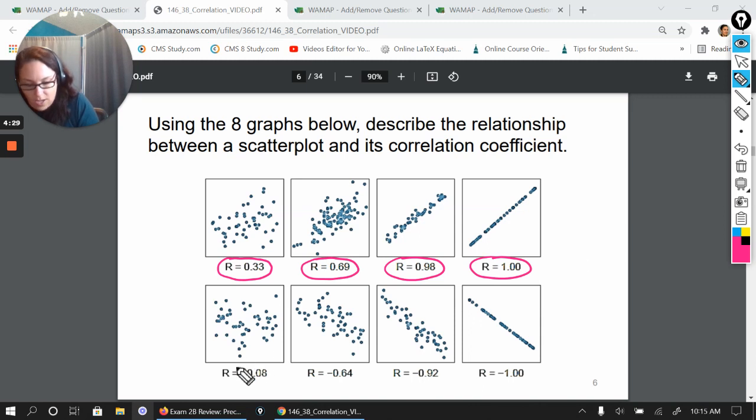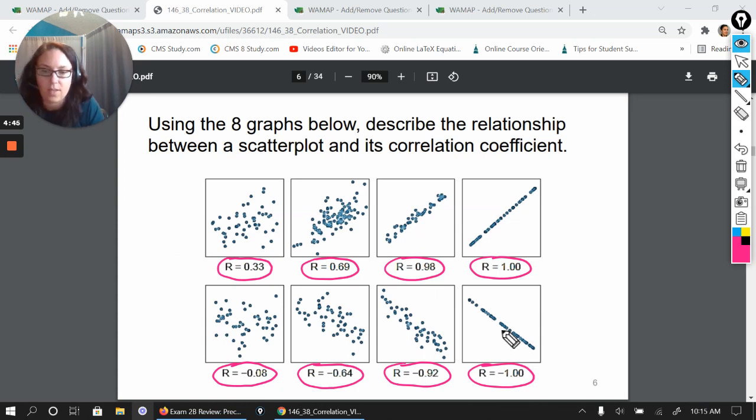Down below we have -0.08, -0.64, -0.92, and -1. So notice the patterns. How are these numbers related to the type of graph that we see?